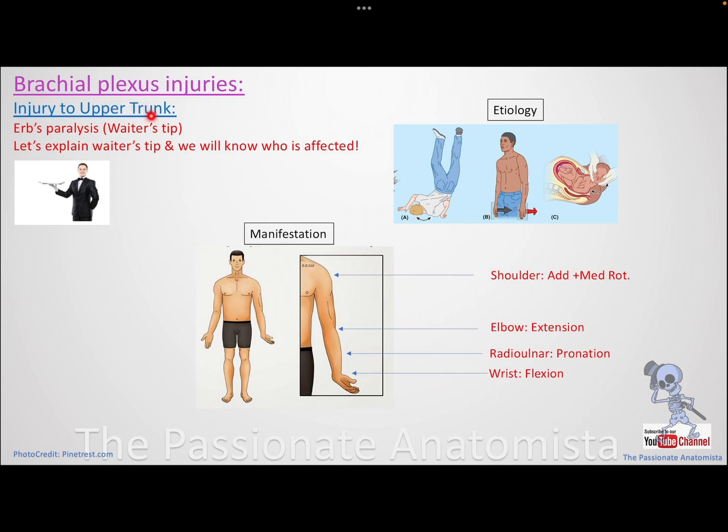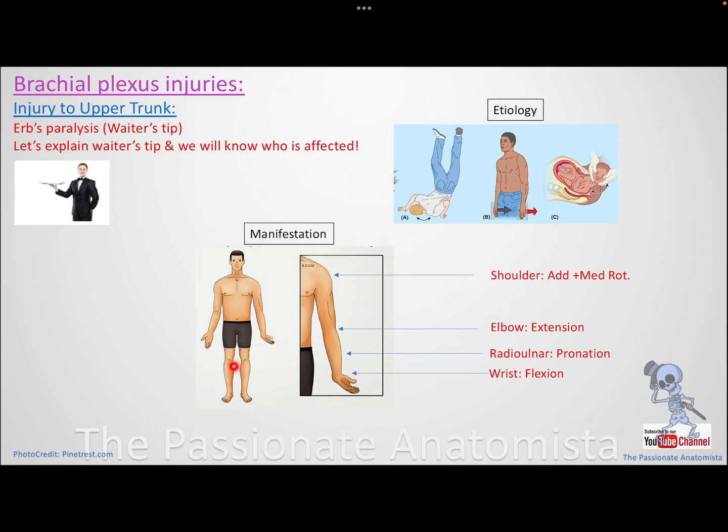The upper trunk injury, you guys, happens when there is a fall on the shoulder and there is excessive extension of the head during the fall, and it can also happen during delivery of the baby if there is excessive lateral traction of the head of the baby, injuring the upper trunk. Now, what happens if we have a problem with the upper trunk or superior trunk?